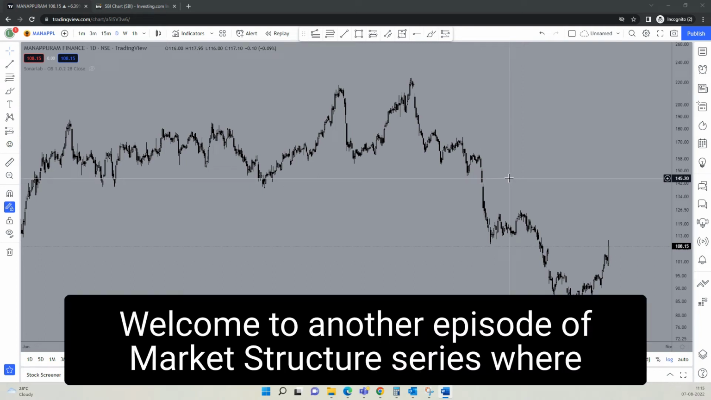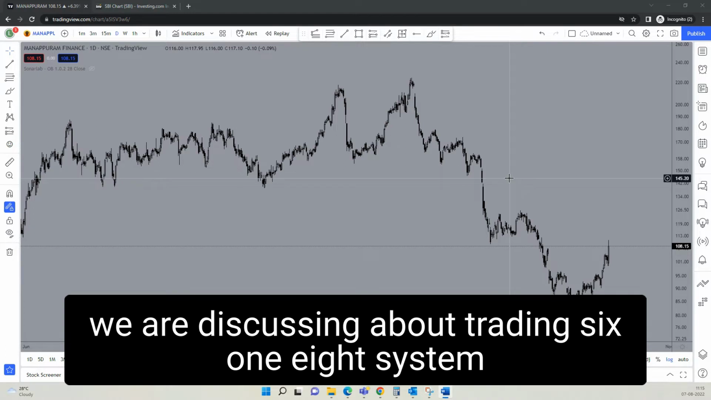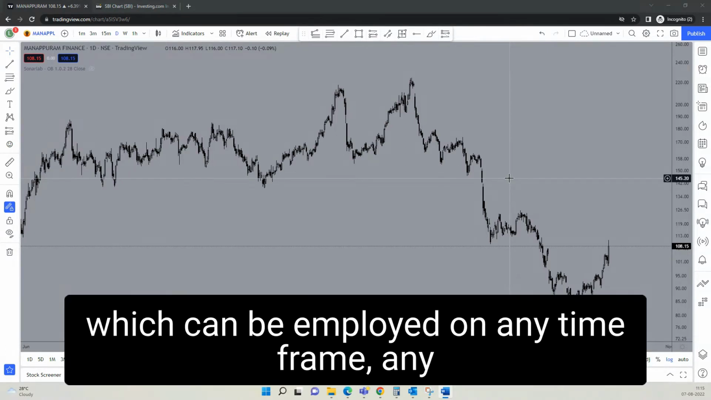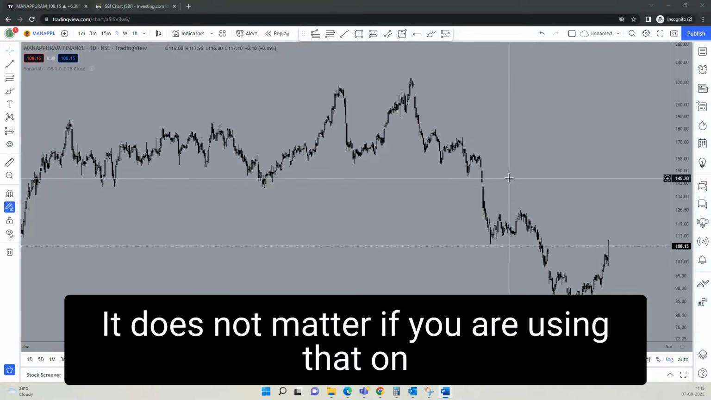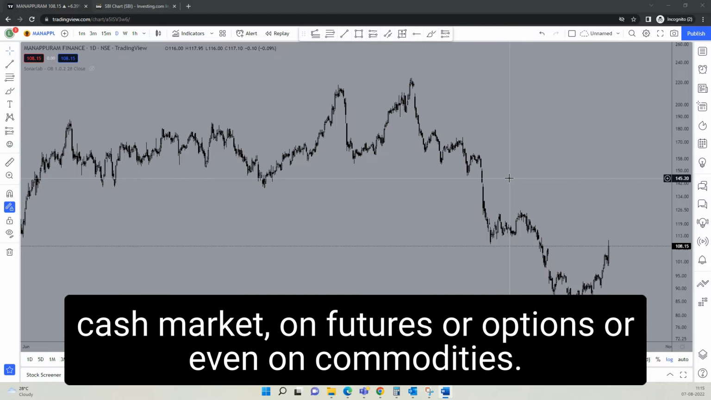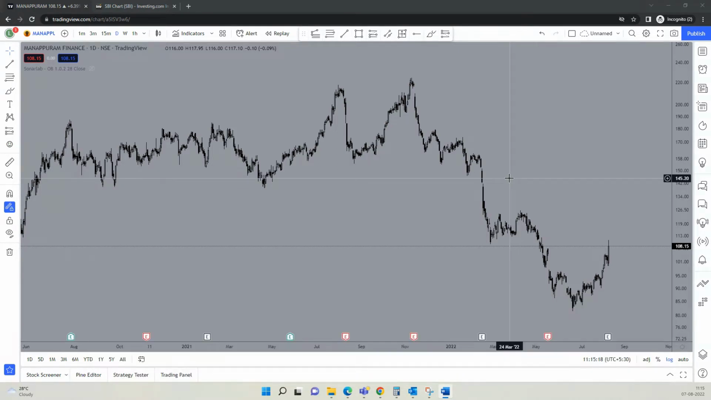Hello, friends. Welcome to another episode of Market Structure Series, where we are discussing our trading 618 system, which can be employed on any time frame, any market conditions, and on any instrument. It does not matter if you are using that on cash market, on futures or options, or even on commodities.